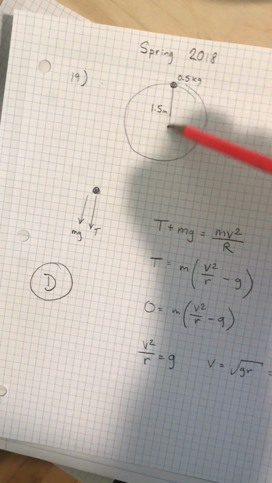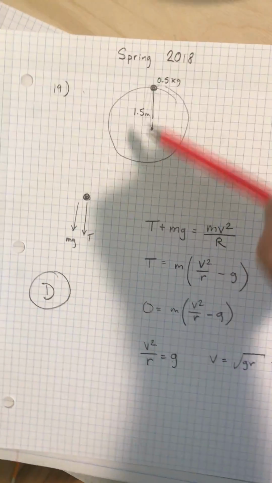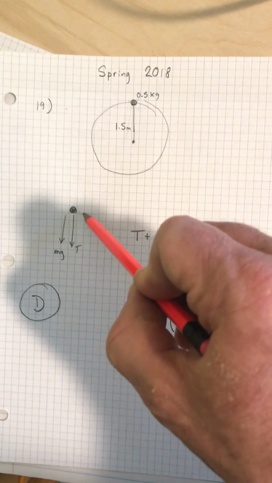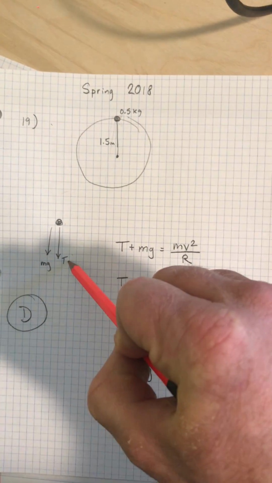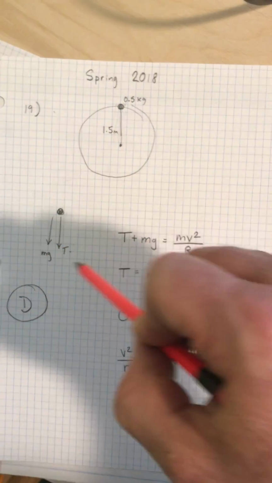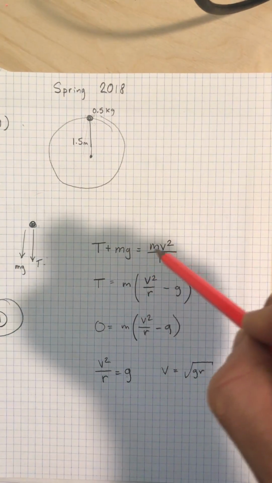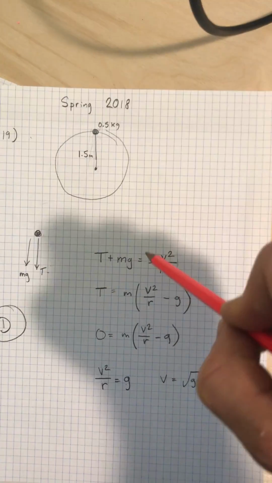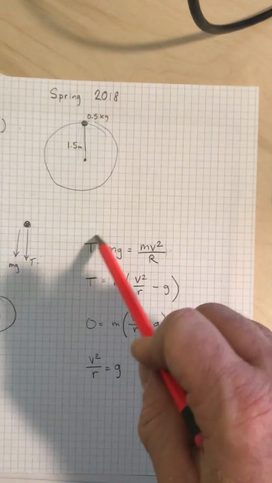At the top, the tension is pulling towards the center, and gravity is pulling down, and both of them are in the same direction. So if I draw a free body diagram, the mass is experiencing mg and tension. The sum of these two forces, the net force, T plus mg, is going to be equal to the mass times the acceleration. This is the circular rotation condition, mv squared over r. So I plug that in, and now I'm going to solve for the tension.